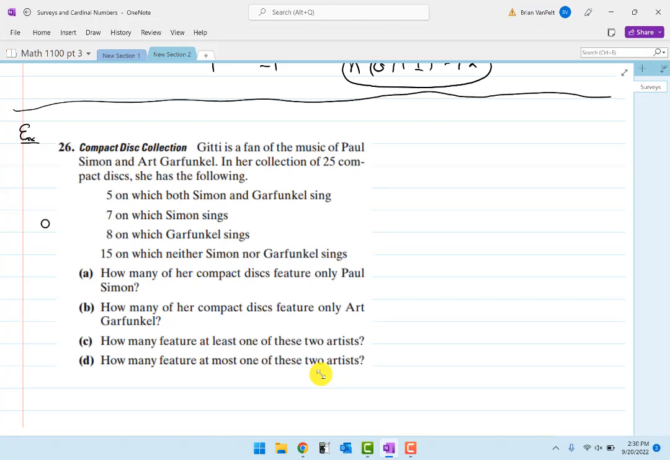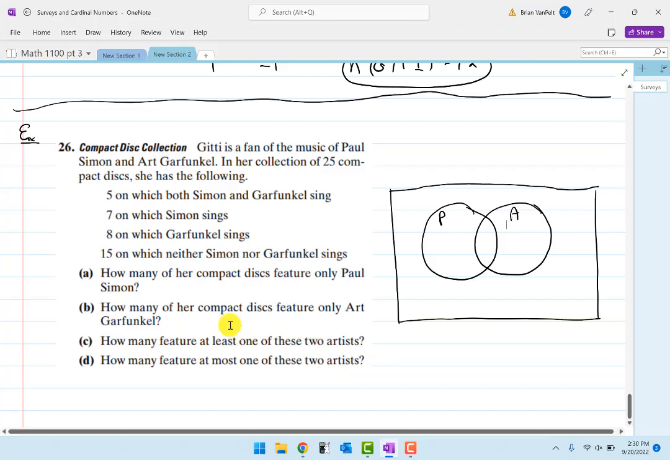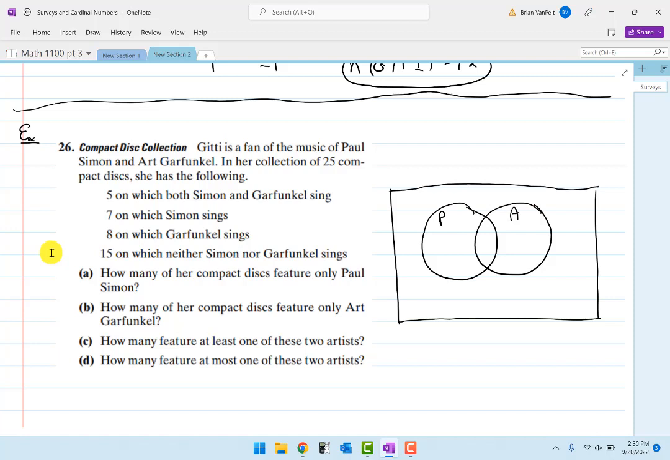Here's another example, but this one is more of a word problem like the previous one. I'm going to use P for Paul Simon, put a P there, and Art Garfunkel, I will use the letter A. So we're going to do the same thing as we did previously. I'm going to see if I can fill out all the regions. Take a look. It says 5 on which both Simon and Garfunkel sing. That means 5 songs that they both sing, so 5 is in the overlap.